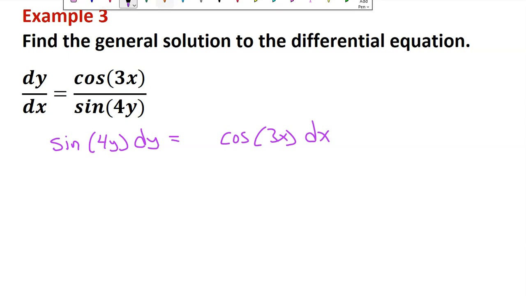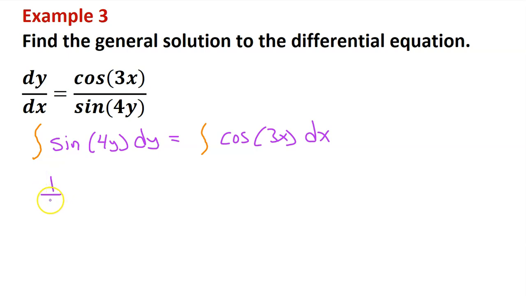Now that we have separated the variables, we can integrate both sides of the equation. Let's use our mental u substitution. Let's let u be 4y on the left side. Therefore, u prime is 4. We can integrate with respect to u as long as we divide by u prime. So we are going to have a 1/4 right in the front.